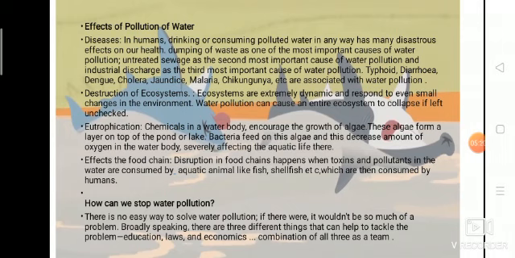Effect on food chain. Disruption in the food chain happens when toxins and pollutants in the water are consumed by aquatic animals like fish, shellfish, etc., which are then consumed by humans.